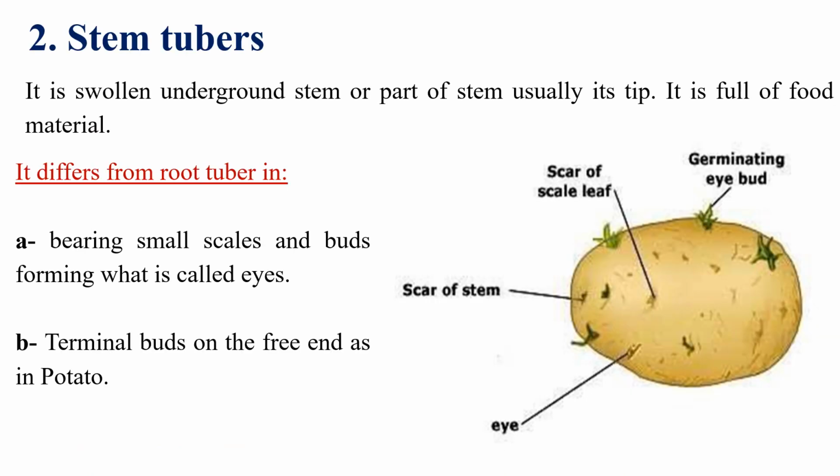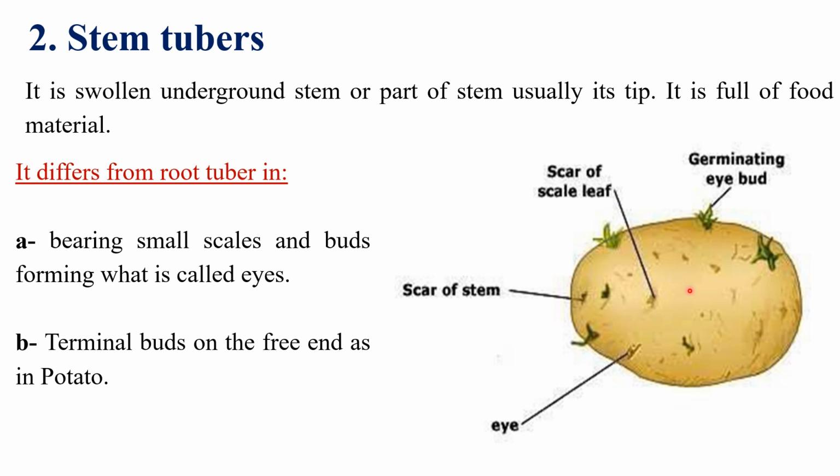The second type of subterranean stem is the stem tubers. A stem tuber is defined as a swollen underground stem or part of stem, usually at the tip. It's usually full of food material. The known example of stem tubers is the potato. It differs from the root tuber or other types of subterranean stem. As we discussed in the previous slides, subterranean stems are characterized by the presence of buds, nodes, internodes, and scaly leaves.